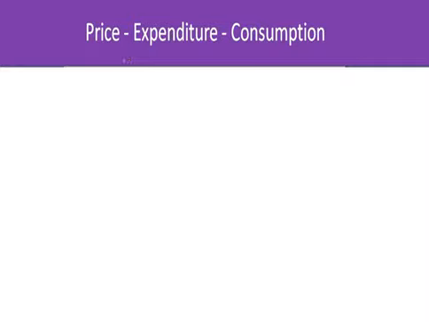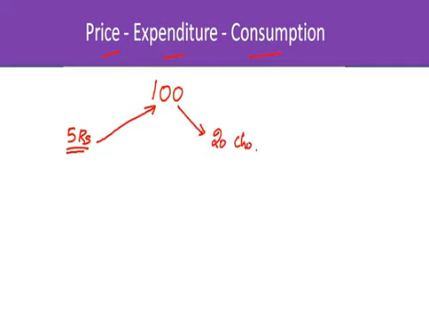The relationship between price, expenditure and consumption is a very important trick in percentages. So in order to understand this relationship, let's get through a small example. Let's assume that I'm having 100 rupees with me and I'm planning to buy chocolates which are worth 5 rupees each for this 100 rupees. So how many chocolates will I be able to buy? I'll be able to buy 20 chocolates, right?